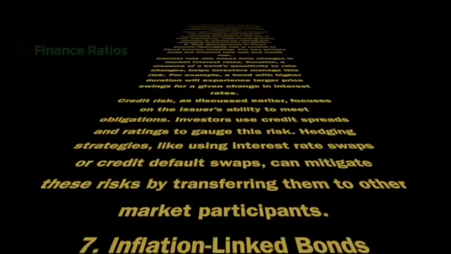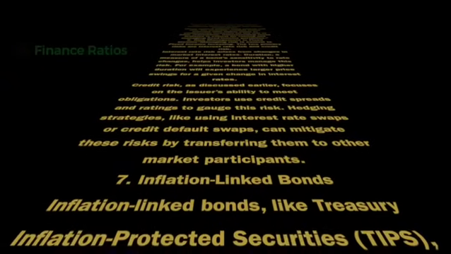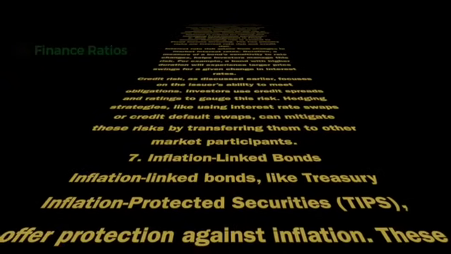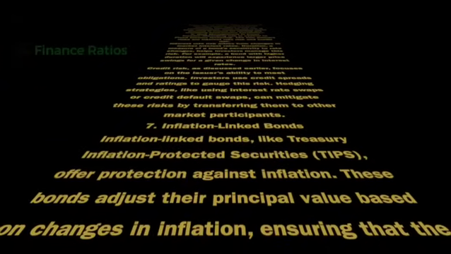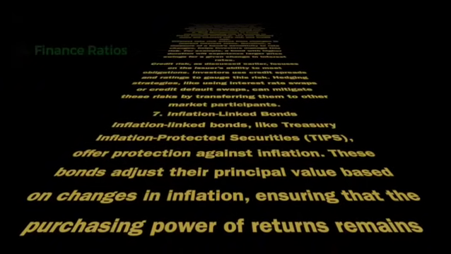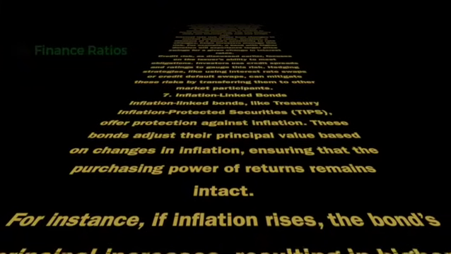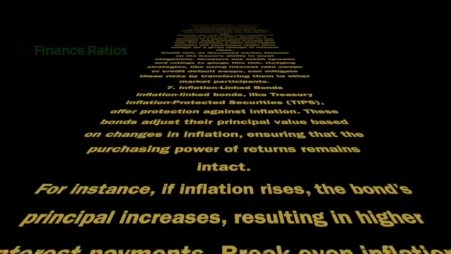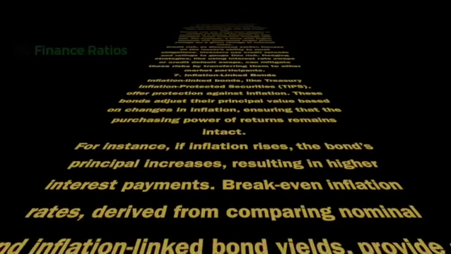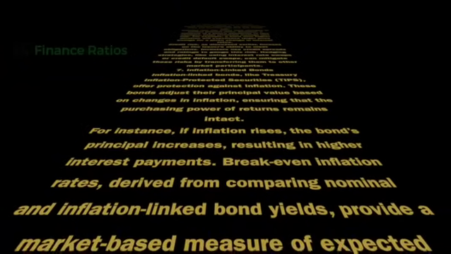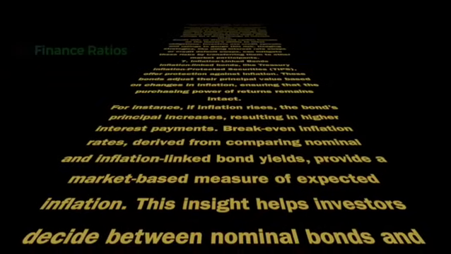7. Inflation-linked bonds. Inflation-linked bonds, like Treasury inflation-protected securities, TIPS, offer protection against inflation. These bonds adjust their principal value based on changes in inflation, ensuring that the purchasing power of returns remains intact. For instance, if inflation rises, the bond's principal increases, resulting in higher interest payments. Break-even inflation rates, derived from comparing nominal and inflation-linked bond yields, provide a market-based measure of expected inflation. This insight helps investors decide between nominal bonds and inflation-linked securities.